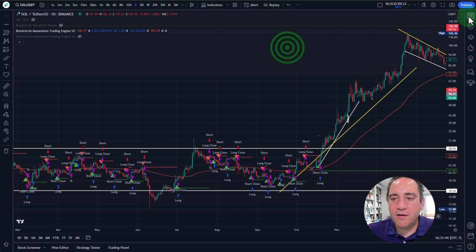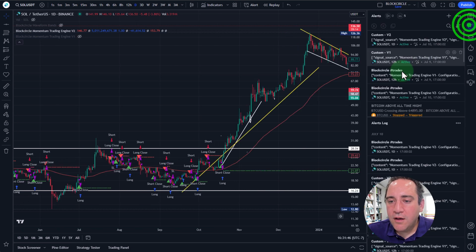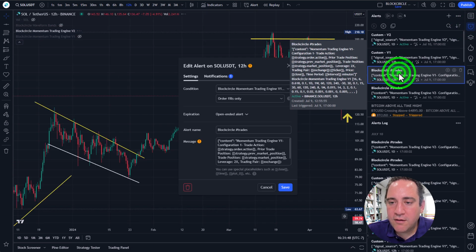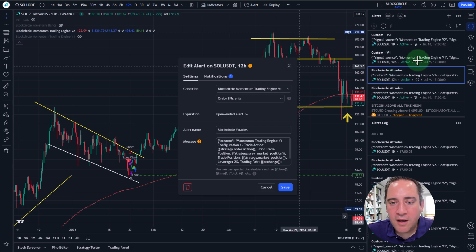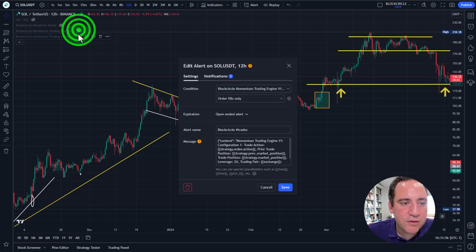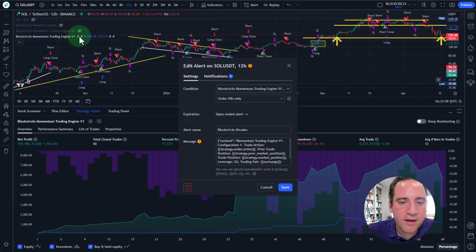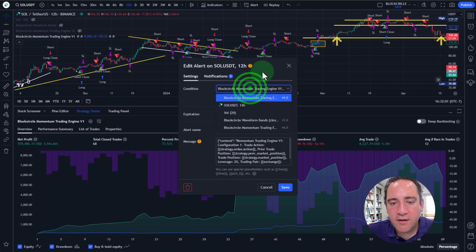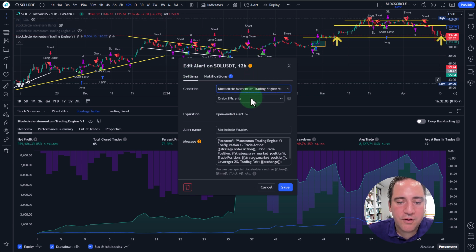So right now, for example, how I have it set up for Blockcircle Discord is I basically have it configured where I have my Momentum Trading Engine version 2. So let me select it for 12 hours. And you see I have it set up here. And then I have order fills only.